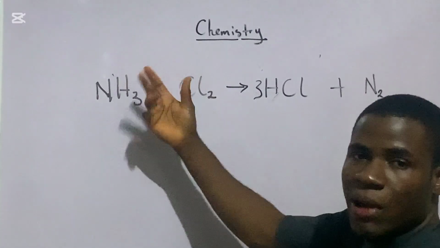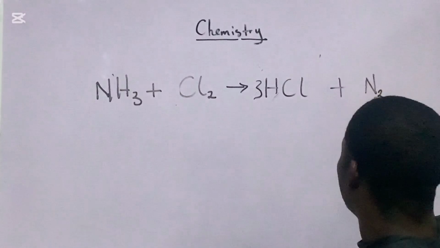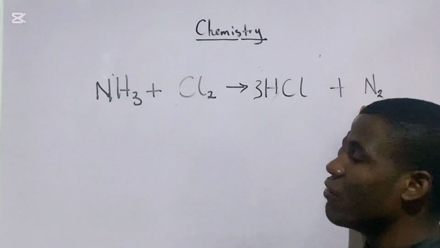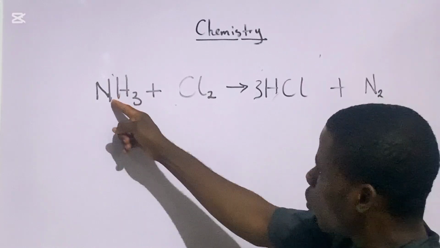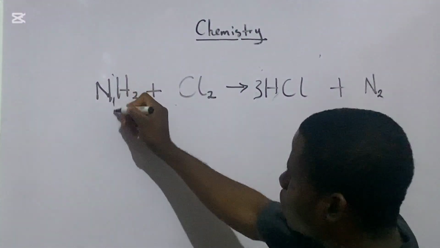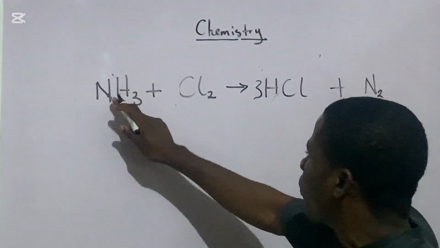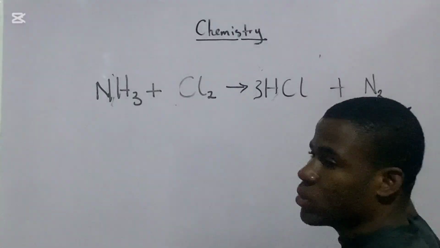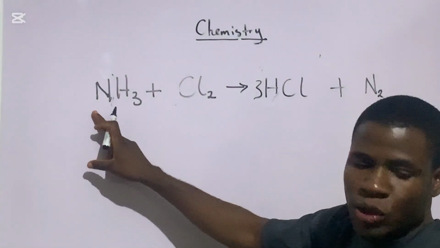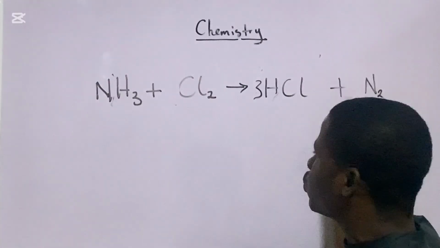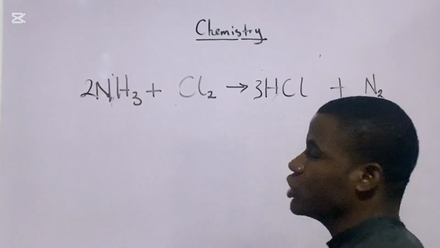Now, do I have oxygen? No. Let me go to nitrogen. How many atoms of nitrogen do I have here? Two. How many atoms of nitrogen do I have here? One. Now watch it. One, because there is nothing here, we assume it's one. So you are more, and you are lagging. So I have to balance this side. Since I have two here, I have to effect change here by putting two.